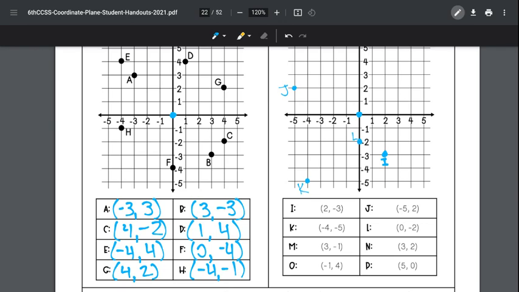M, 3 right, 1 down. N, 3 right, up 2. O, -1, up 4. And P, 5 right, 0 up or down.